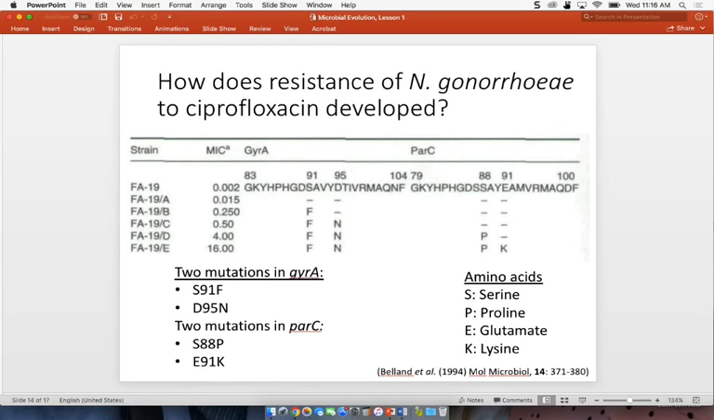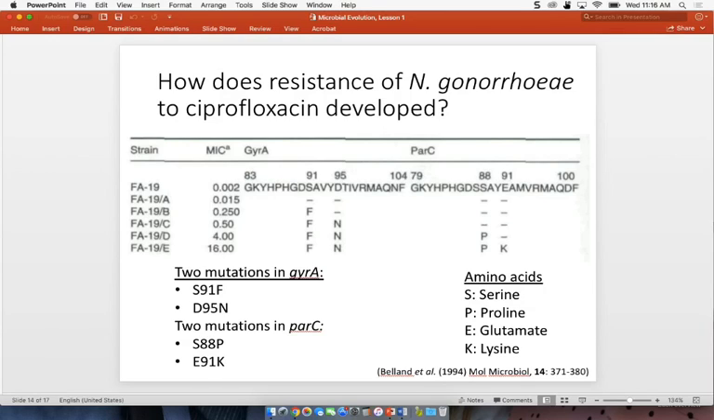And look at what happens with the increasing number of mutations. And we kind of pointed this out towards the end. So this one has a single mutation in gyrase. All of these have 2 mutations in gyrase. And then the last ones have additional mutations in this parC gene, which is also targeted by ciprofloxacin. So as the number of mutations increases, Molly, what's happening to the MIC? It increases. It increases as well.